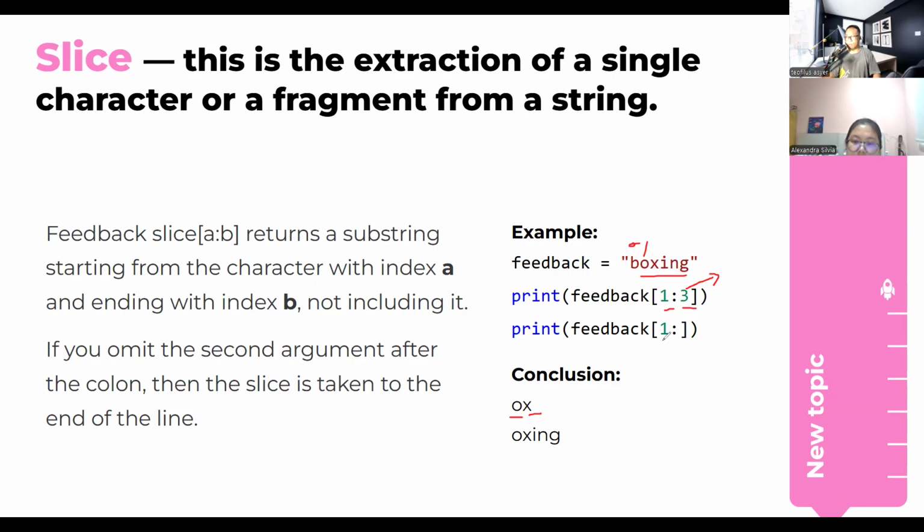And if you leave it empty, from 1 until empty, it means you want to slice from index 1 until the end of the sentence. So you will start from 0, start from O, and then until G, oxing.